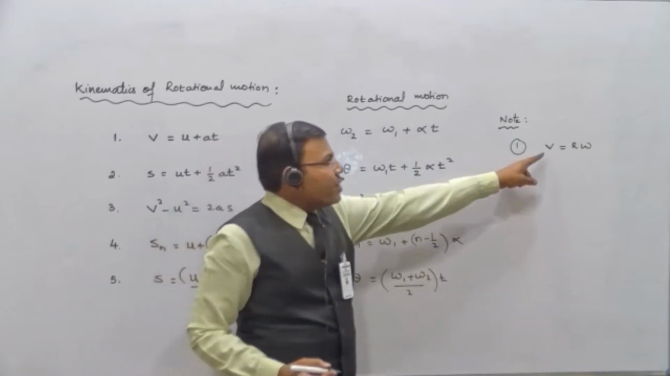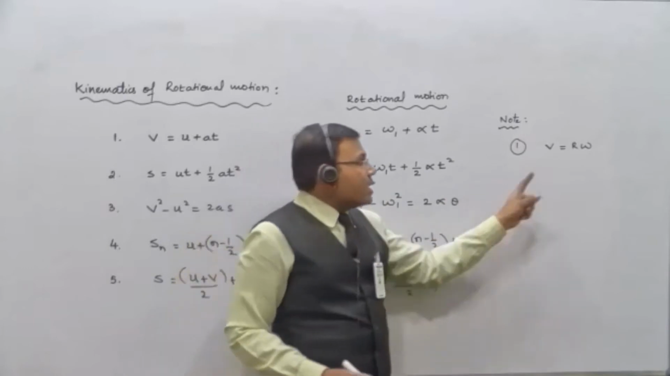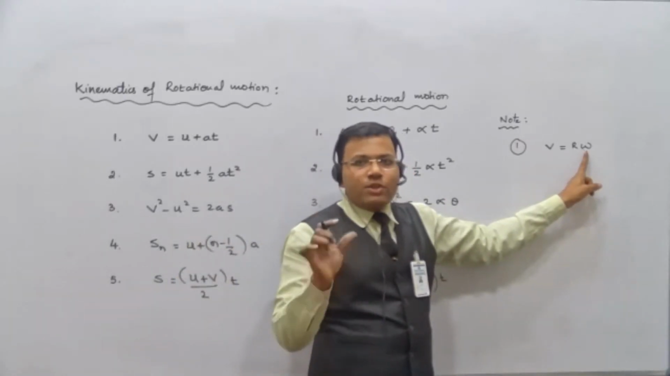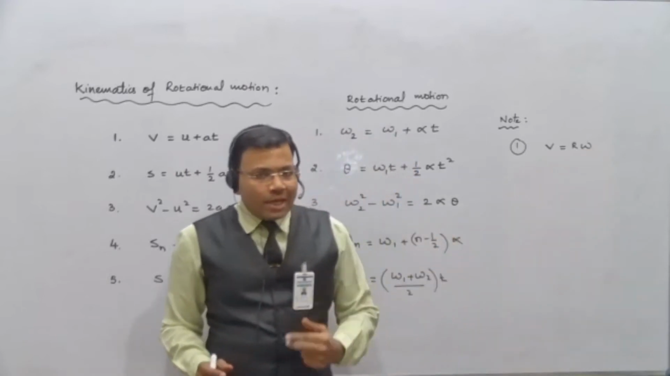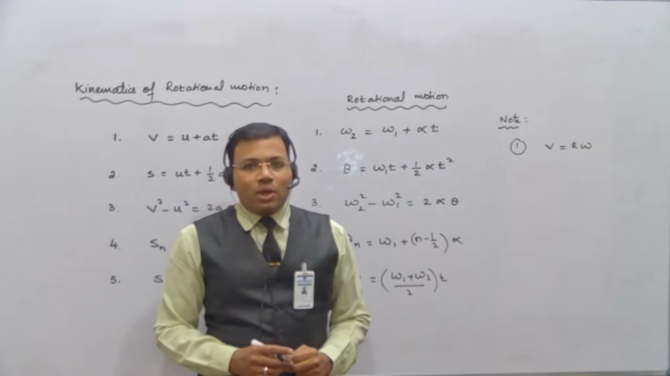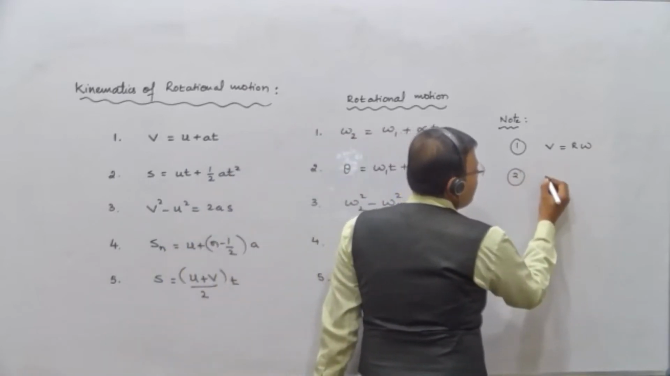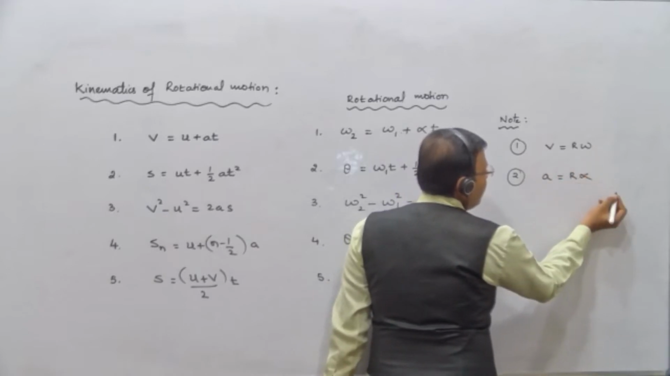Now if I differentiate this equation, dv by dt, I am getting acceleration. This side also, if we differentiate, students, r is constant, that is the radius of the body is constant. Omega, if we differentiate, d omega by dt, that gives you the angular acceleration. The second note will be, this is acceleration. If I differentiate this, I'm going to get the angular acceleration.